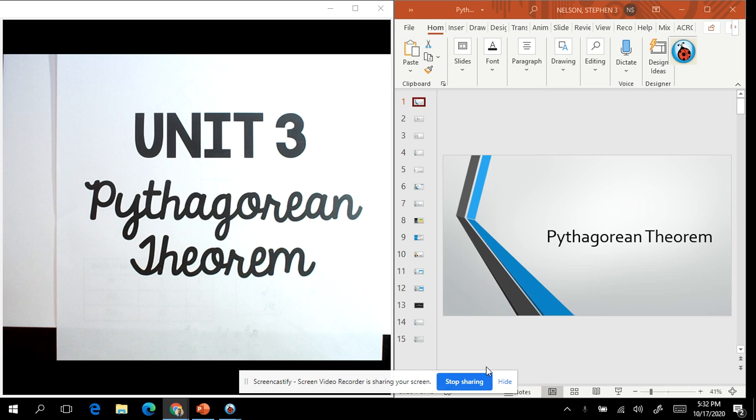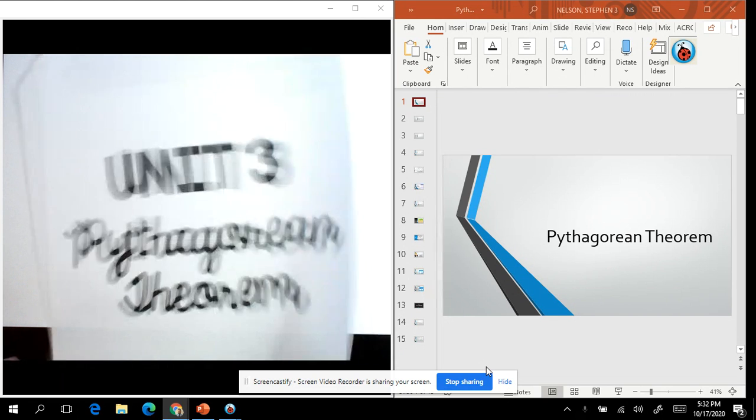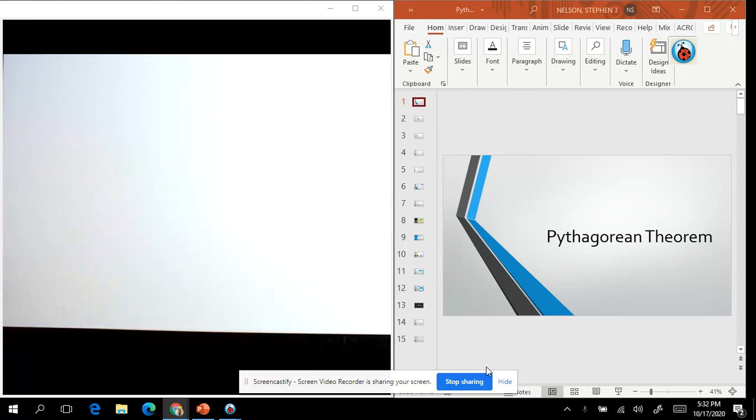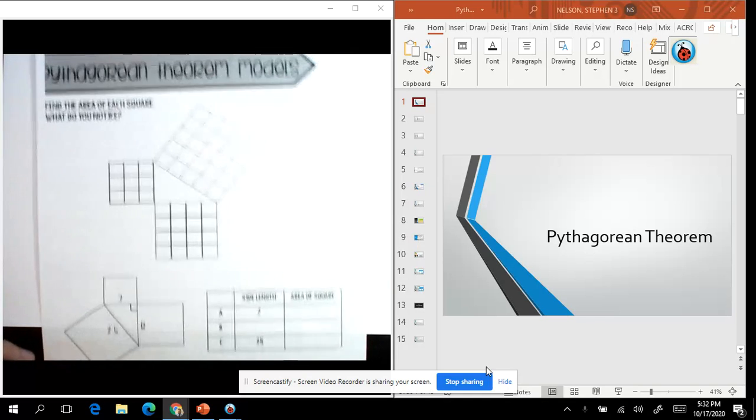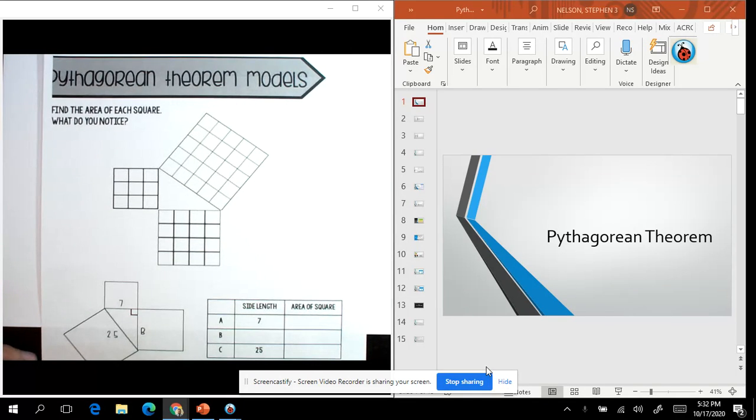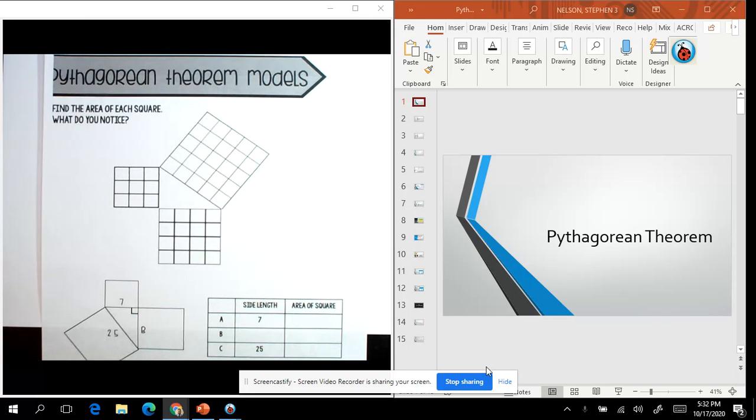This lesson is going to be over Unit 3, Pythagorean Theorem. Now, you'll need your 8th Math Notes packet. And the page I'm going to start off with is one that looks like this, Pythagorean Theorem Models. Now, Pythagorean Theorem has to do with right triangles and how the sides of that triangle relate to each other.